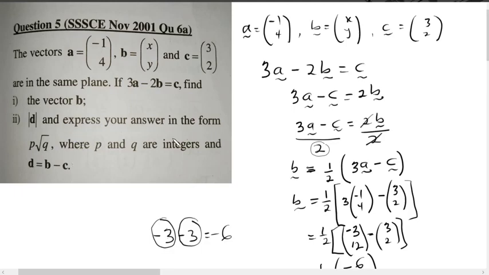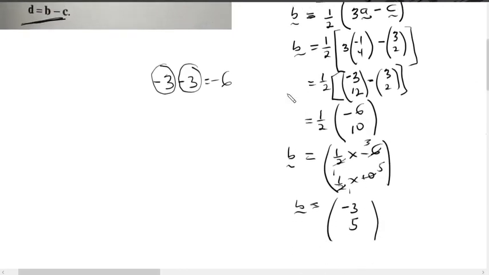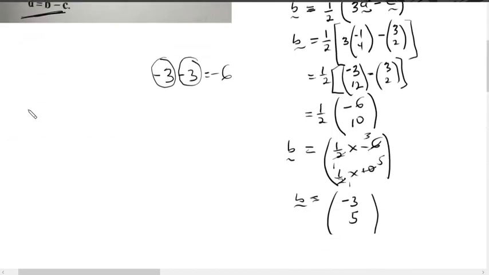But where is the vector D? From the question, I don't know vector D, but vector D has been defined for me, where P and Q are integers and vector D is equal to B minus C. So first I have to find vector D. So in part II, first vector D is equal to vector B minus vector C.